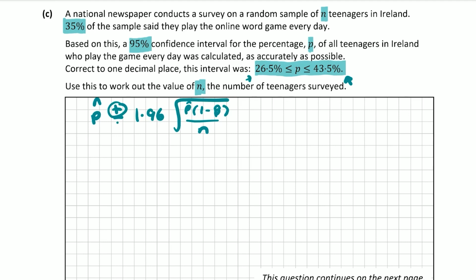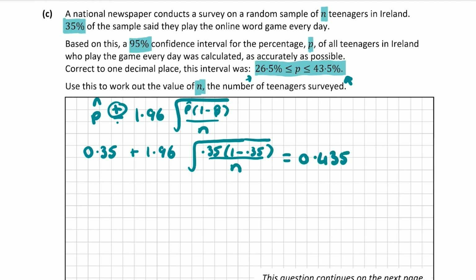So we have P hat, which is the percentage, which we're told is 0.35, plus 1.96 square root of 0.35 (1 minus 0.35) over N, we don't know what N is, and that is equal to 0.435. So that's the proportion that's equal to 43.5%. So now let's use this to find out what N is. Now you could also do this using the negative sign here instead of the positive sign, but then you'd have to let it equal the lower boundary, which would be 26.5%, so that would be 0.265.